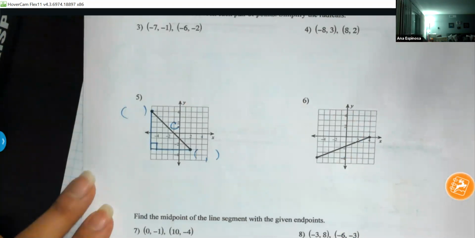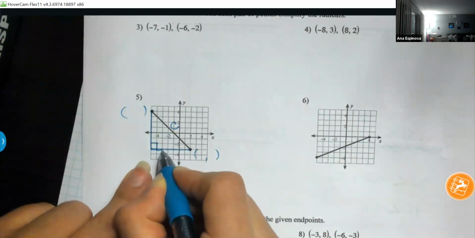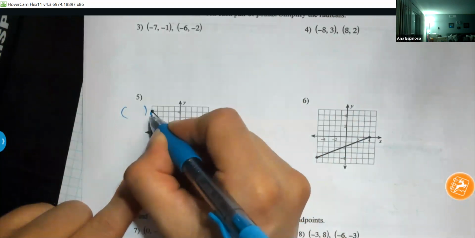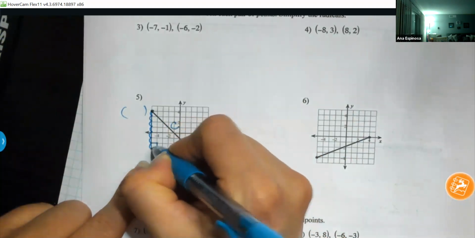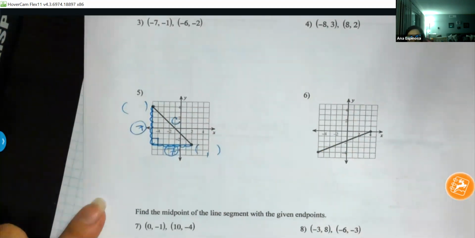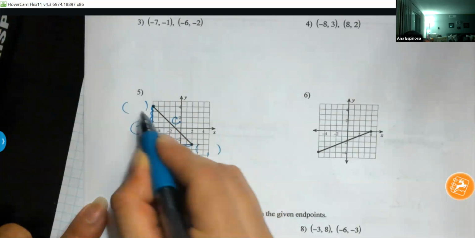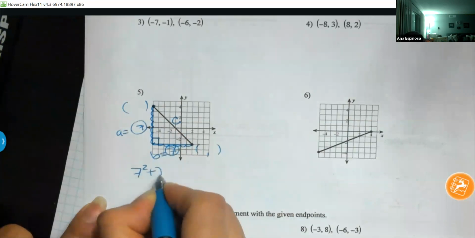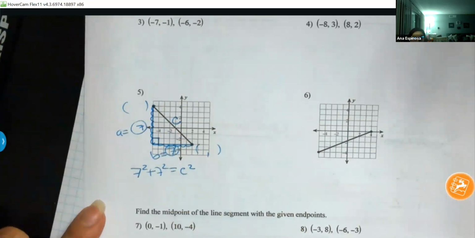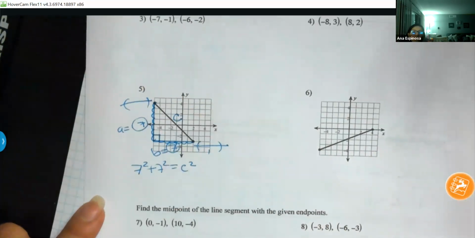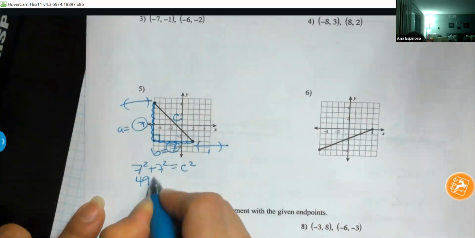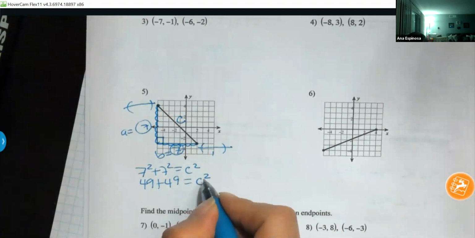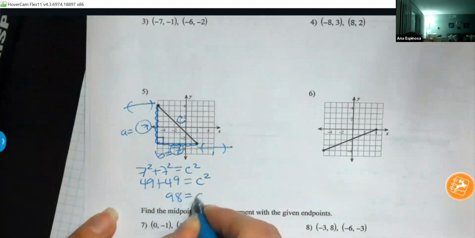Okay, so your job is to count the spaces. 1, 2, 3, 4, 5, 6, 7. That's 7 units. Count 1, 2, 3, 4, 5, 6, and that's another 7 units. This is not the slope, okay? So those are the side lengths of this triangle, and so you set them up. This is A, and this is B. You have 7 squared plus 7 squared equals C squared. There's no need for you to know the points, okay? That's 49 plus 49 equals C squared, and that gives you 98.